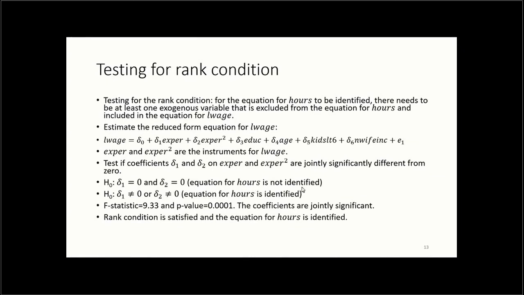So here, if they're not, then the equation for hours would not be identified because we would not be having good instruments for it. And if they're jointly significantly different from 0, then the equation for hours would be identified. In our particular example, if we do an F test, that's the F statistic, and the p-value is less than 0.05, so the coefficients are jointly significant. So notice that if this is the reduced form equation for log of wage, and these are good instruments for the log of wage, the other equation for hours is identified and can be estimated.